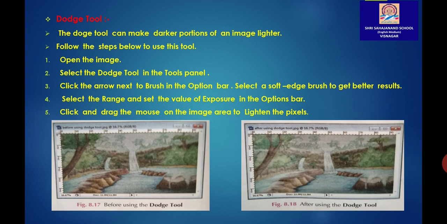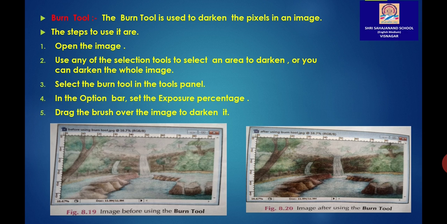Fourth step, select the range and set the value of exposure in the option bar. And finally, click and drag the mouse on the image area to lighten the pixels. In this way, we can use dodge tool in Photoshop. Here is a figure showing before using dodge tool and after using dodge tool.